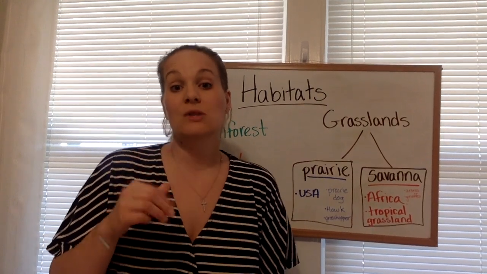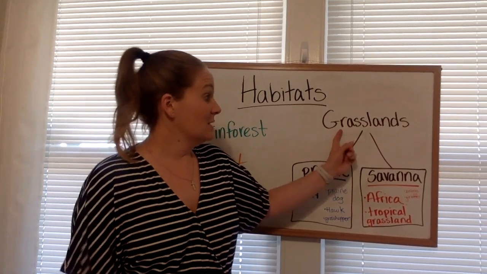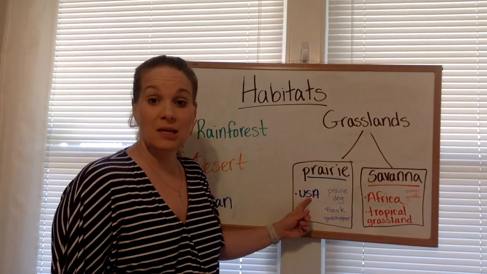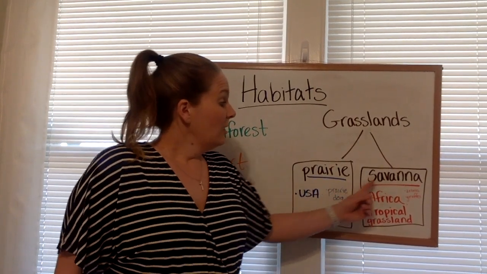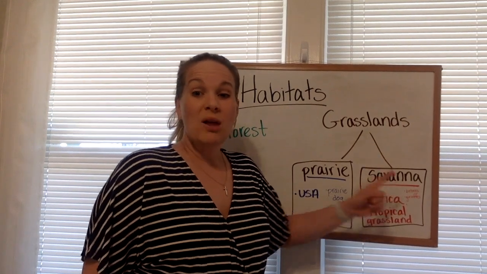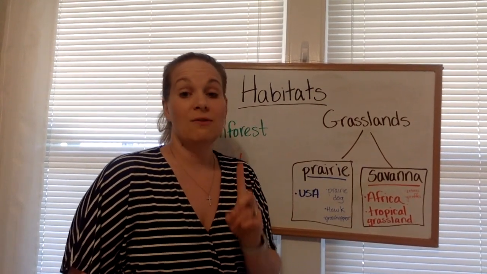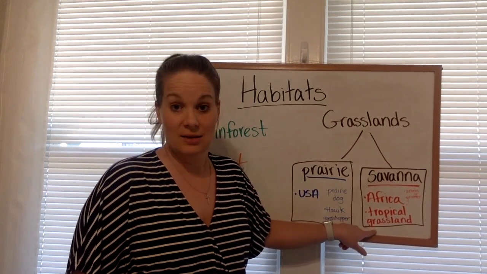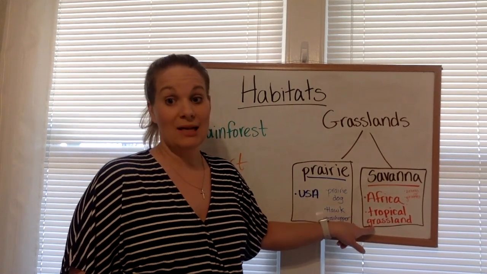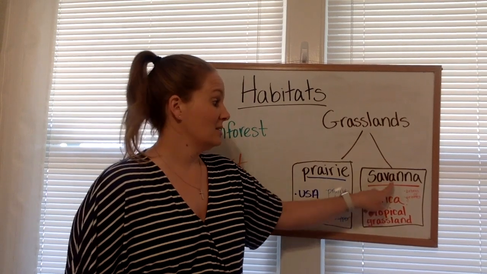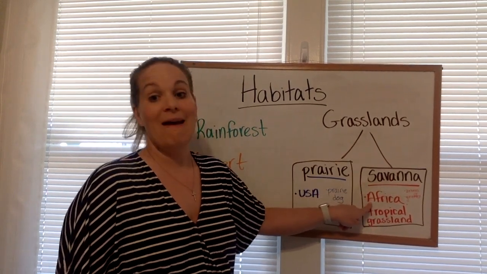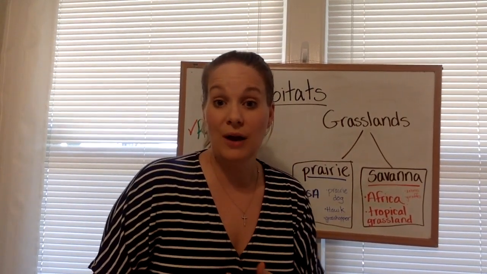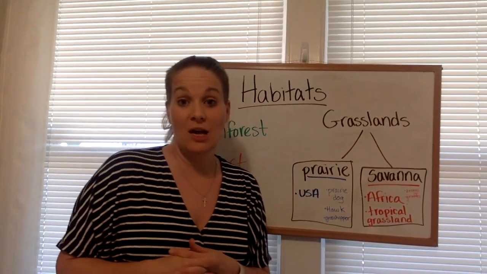Now, one more thing, as we're reading about the grasslands this week, you're going to hear the word prairie, and you're going to think of the United States of America. Then you're going to hear the word savanna, but you might also hear savannas called tropical grasslands. Tropical grasslands means the same as savannas, and they are in Africa. So I hope that helps to keep it clear in your brain as we're reading and watching videos this week.